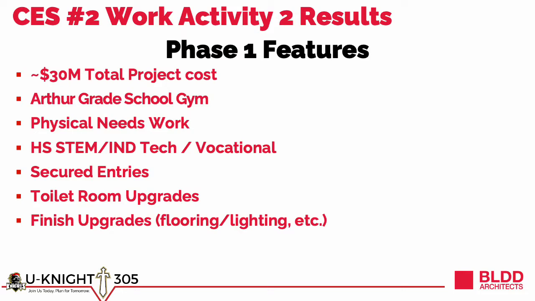Now, for the second portion of the group work, to create a Phase 1 scope of work, and based on what we learned related to district finances and availability of funds, to base this around the assumption that Phase 1 is limited to a maximum total cost of $30 million.